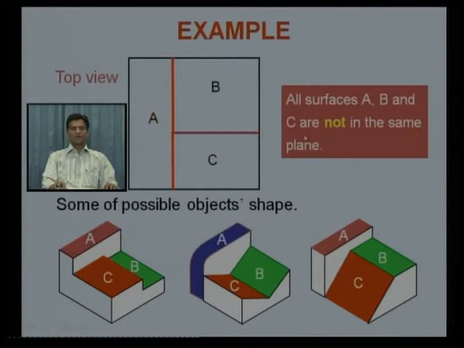These are the possible three views, and from these three views we can draw the possible missing views of this object.